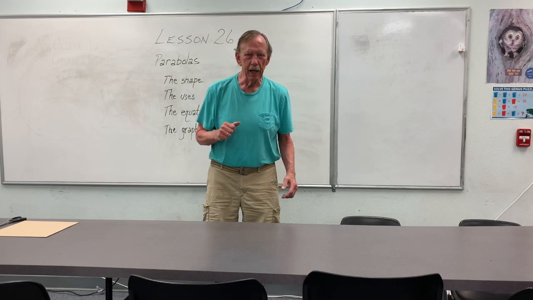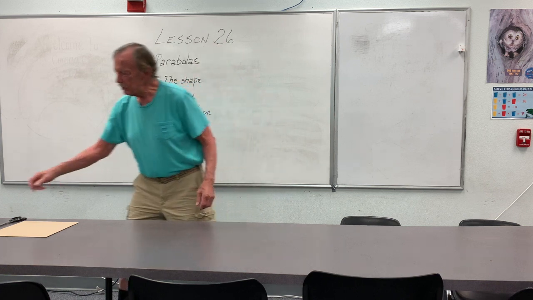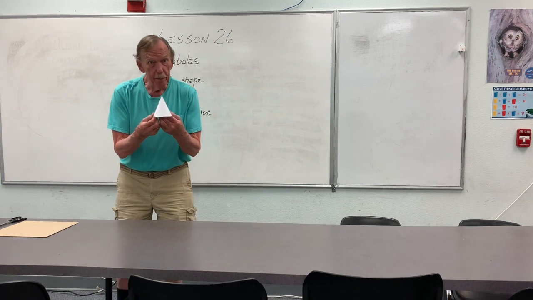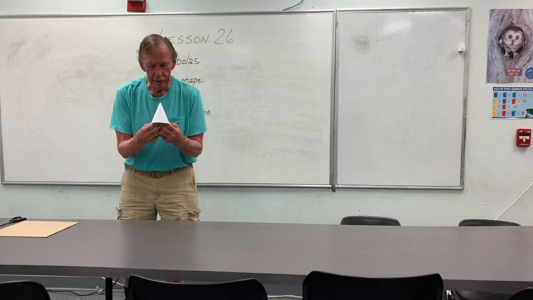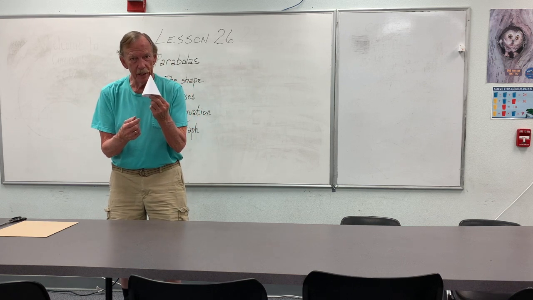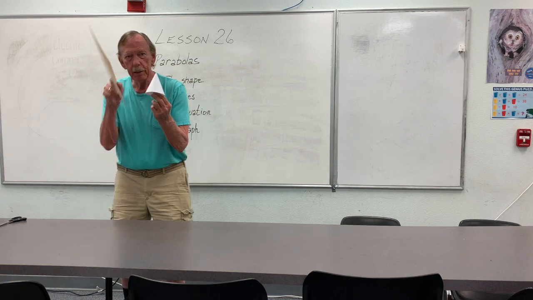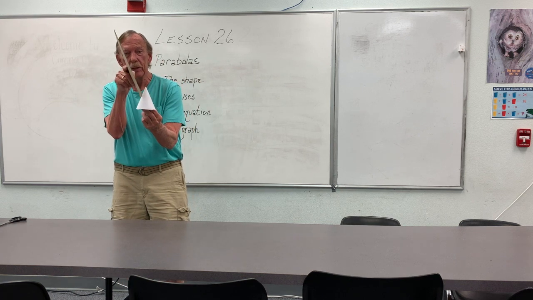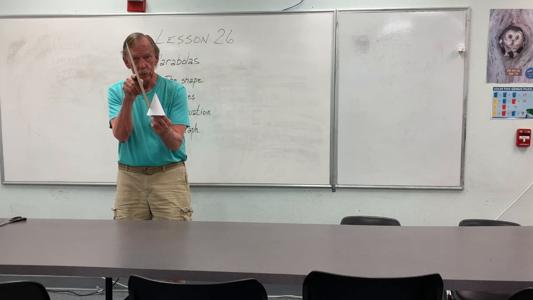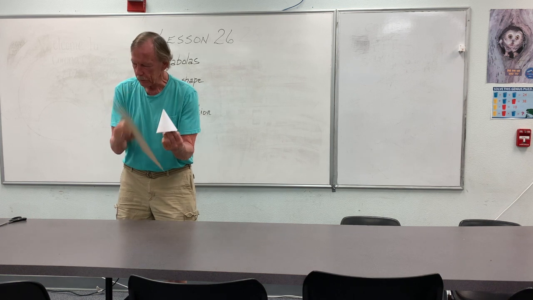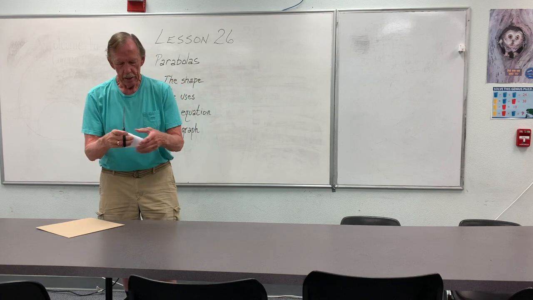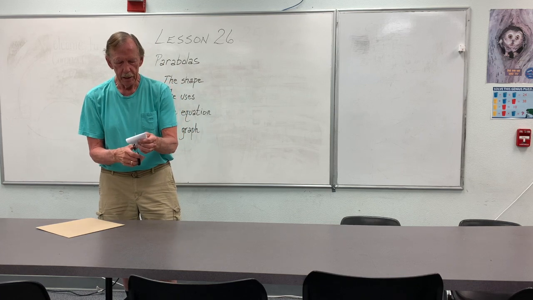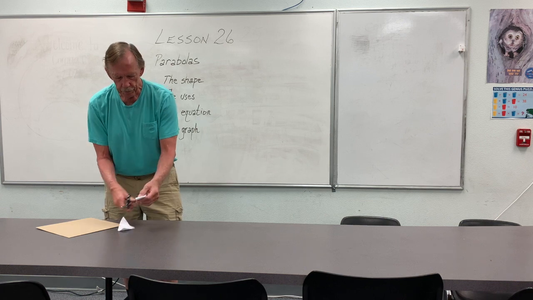Our first stop in this lecture is the shape. A parabola, like the things we have been studying so far, a circle and an ellipse, is a conic section. Now our cutting plane is going to be parallel to a side of the cone. Let's see how that works. Now, this isn't going to be perfect, but close enough so that you can see what's going on.